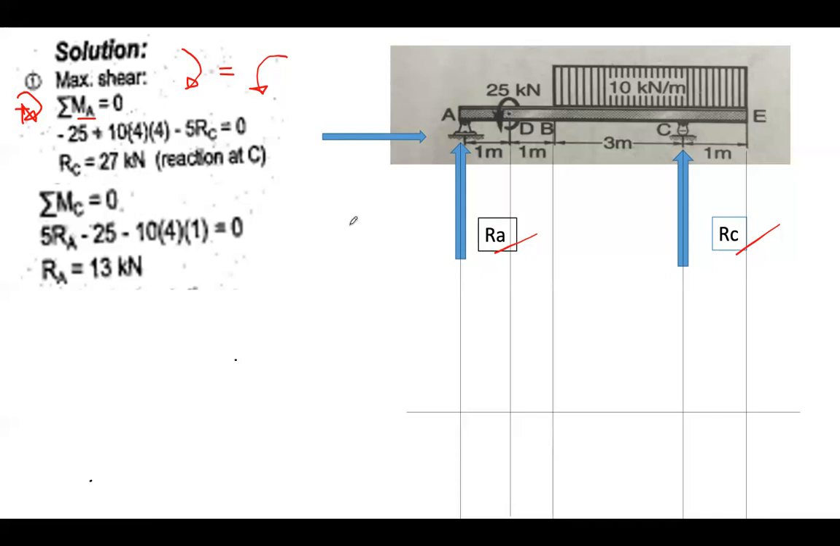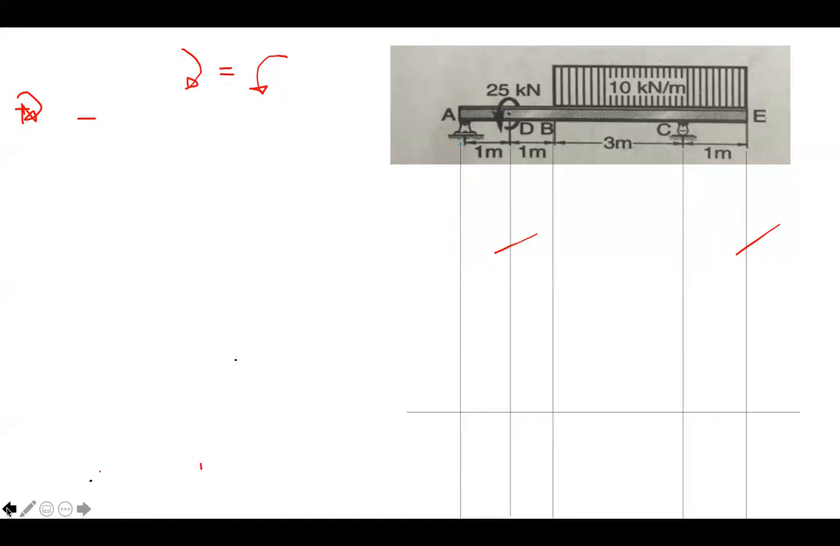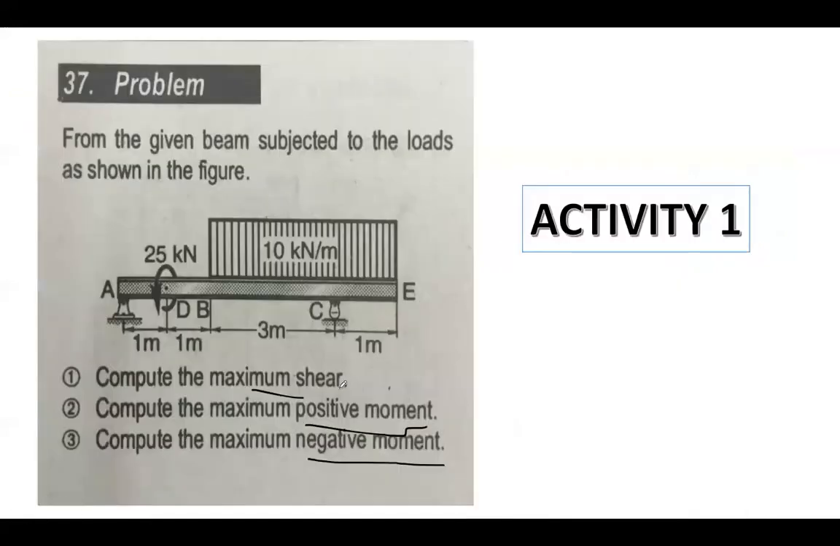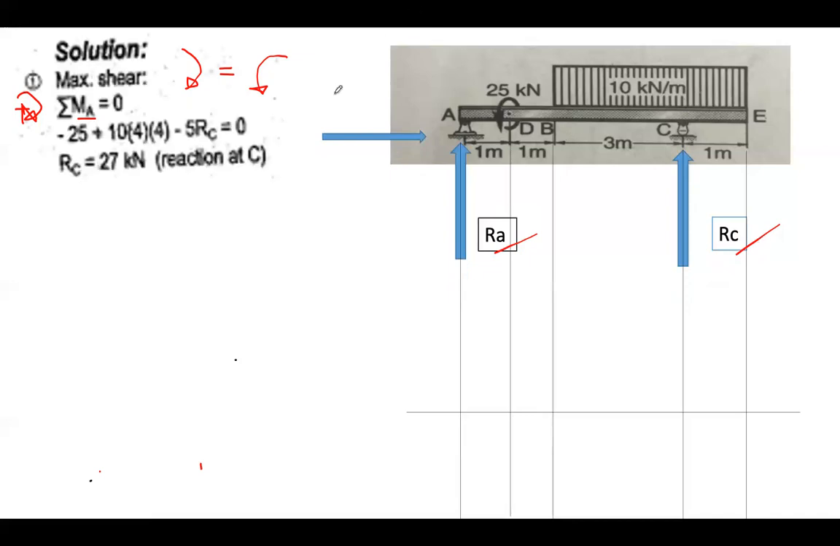Okay. Thank you. So as I was saying, the question is to compute for maximum shear and then maximum moment, positive and then negative moment. To do that, first we need to calculate reaction A and then reaction C. In doing so, we just have to equate clockwise moment forces to counterclockwise moment forces.